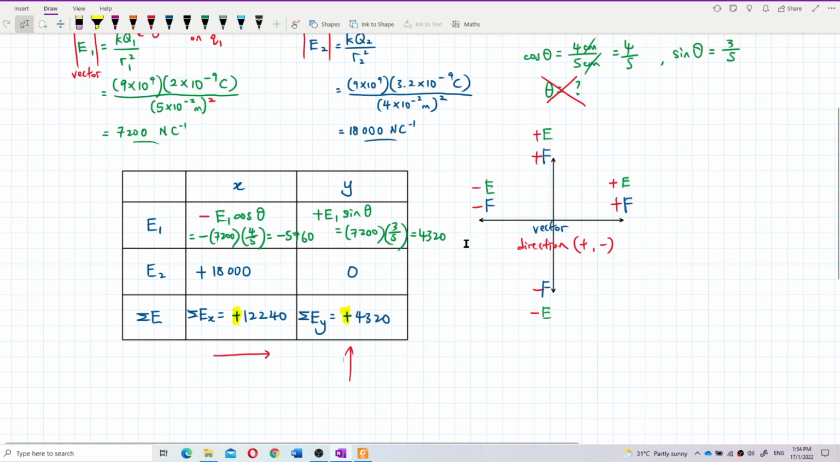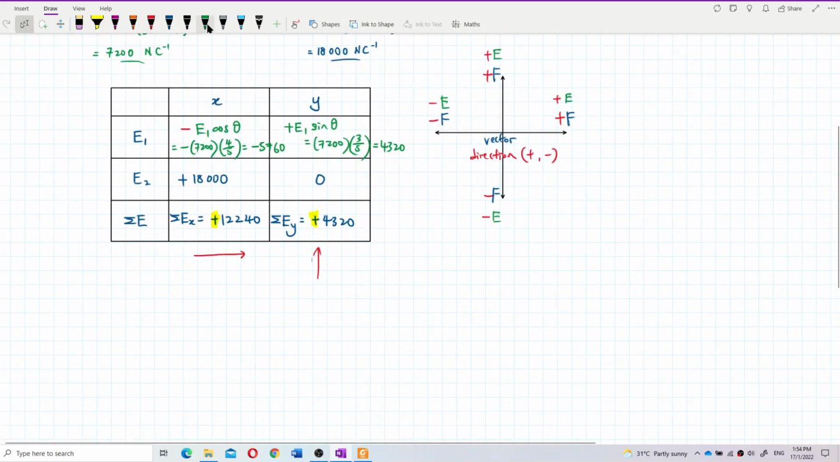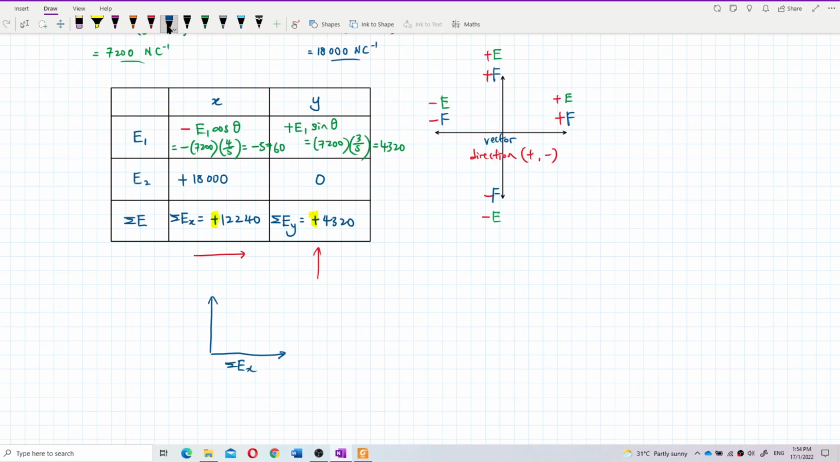So I can redraw my resultant. Resultant Ex and resultant Ey are both positive, going to the right and going upward. This one should be my resultant E. Then I need to find angle theta in reference to the positive x-axis.